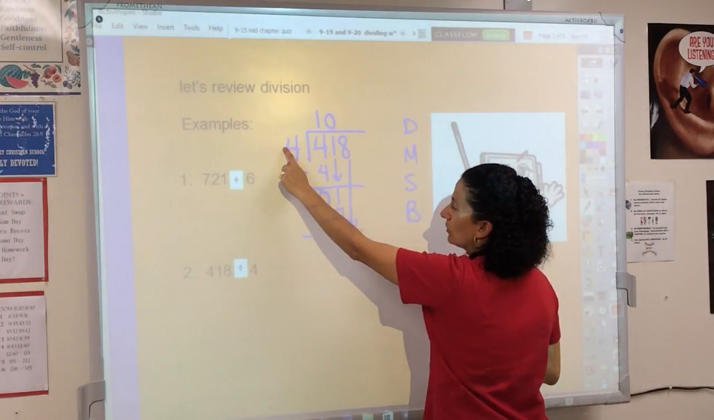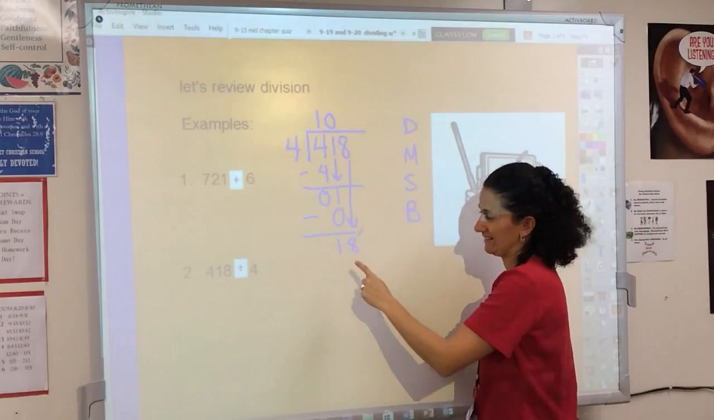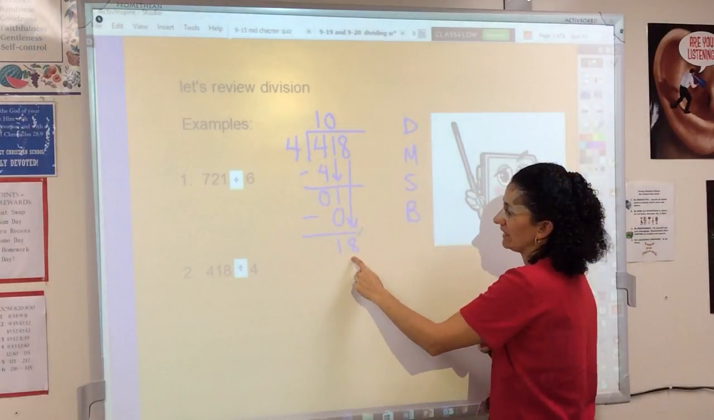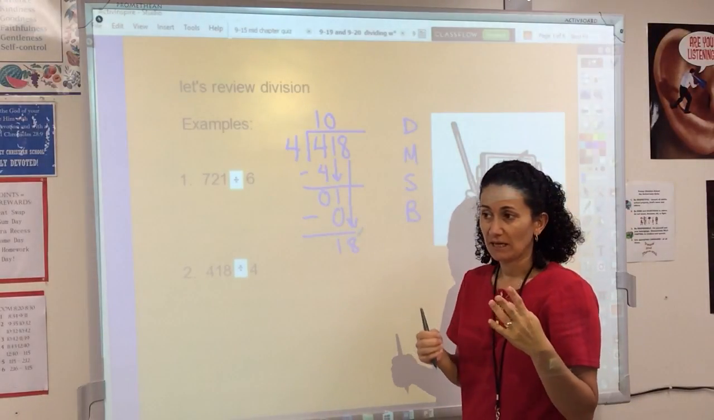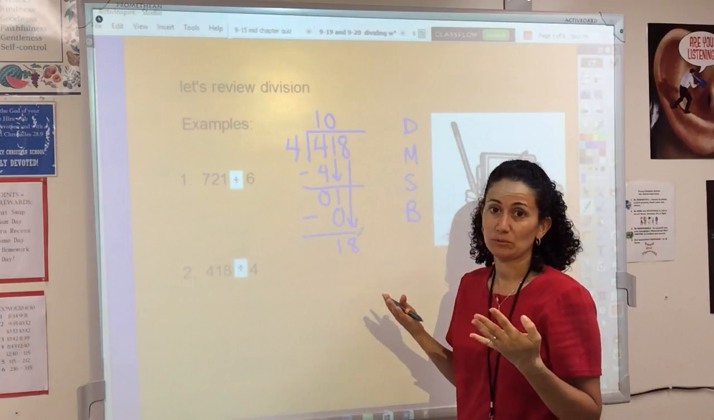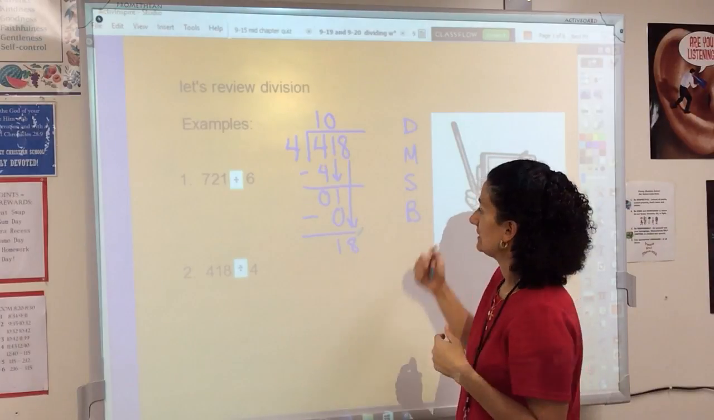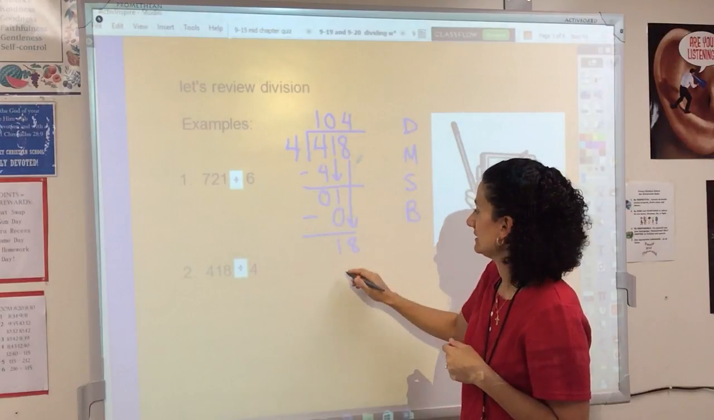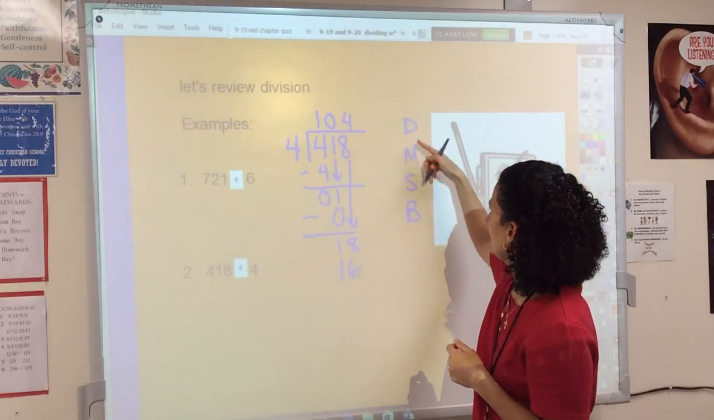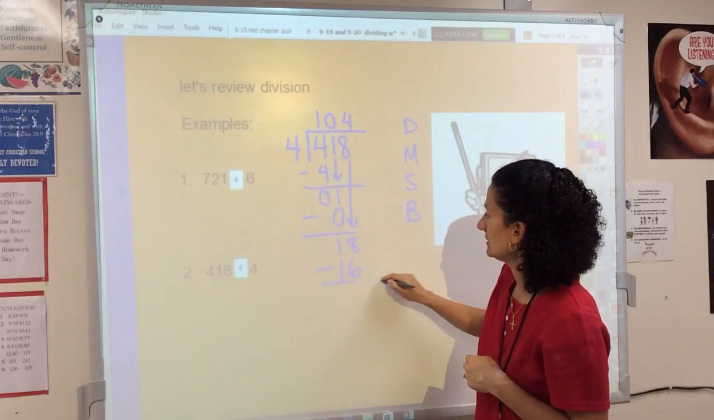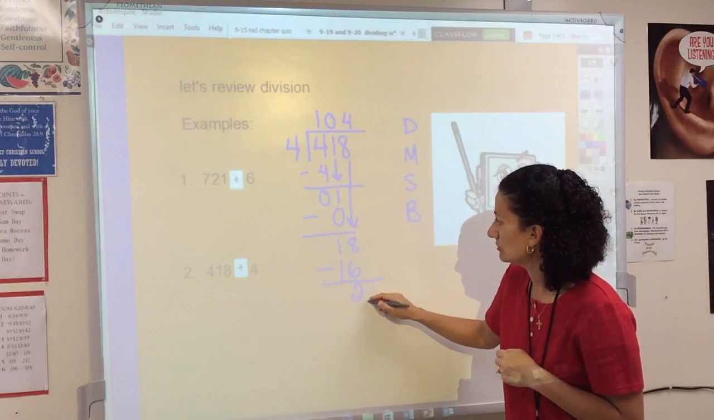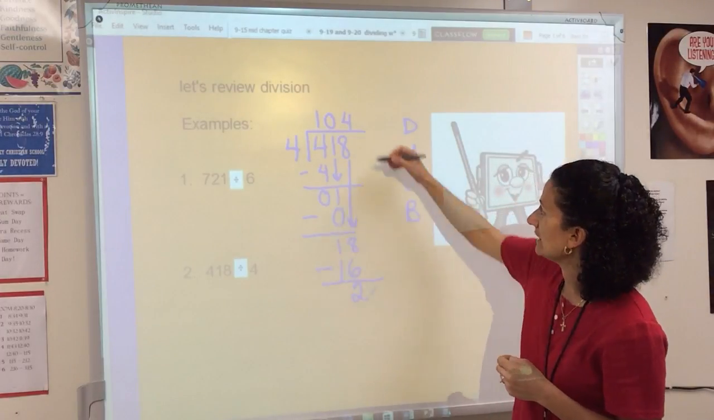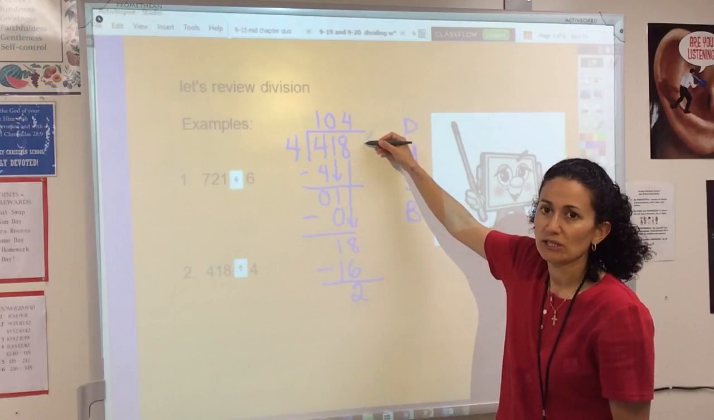I'm going to divide 4 into the 18. 4 goes into 18 4 times. I'm just thinking of my 4 times tables here. So 4 goes into 18 4 times because 4 times 4 is 16. I subtract. I got a remainder of 2. And when I go to bring down, I see there's nothing else to bring down.